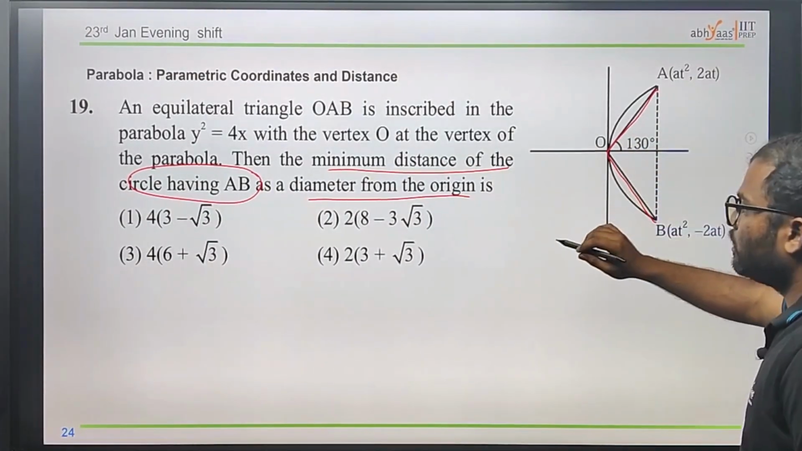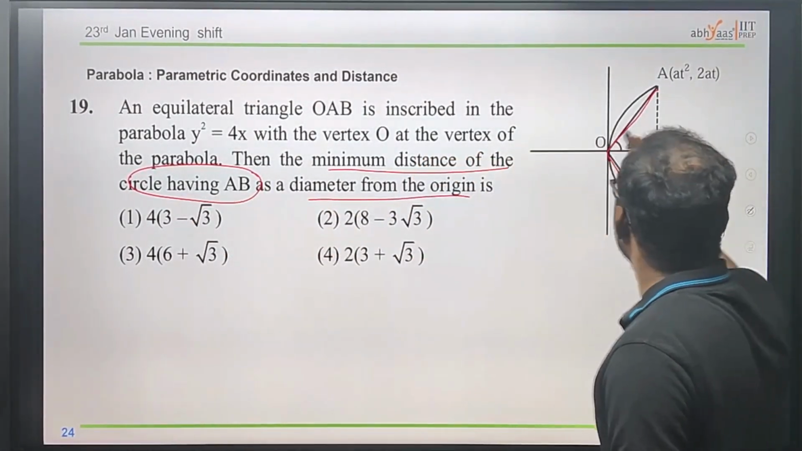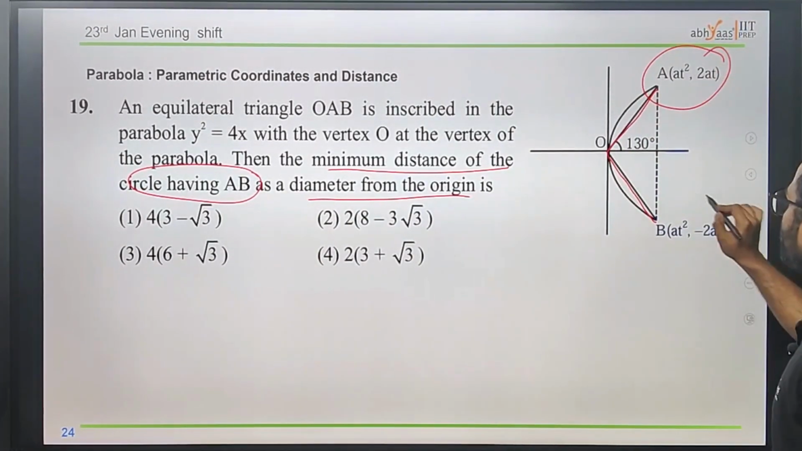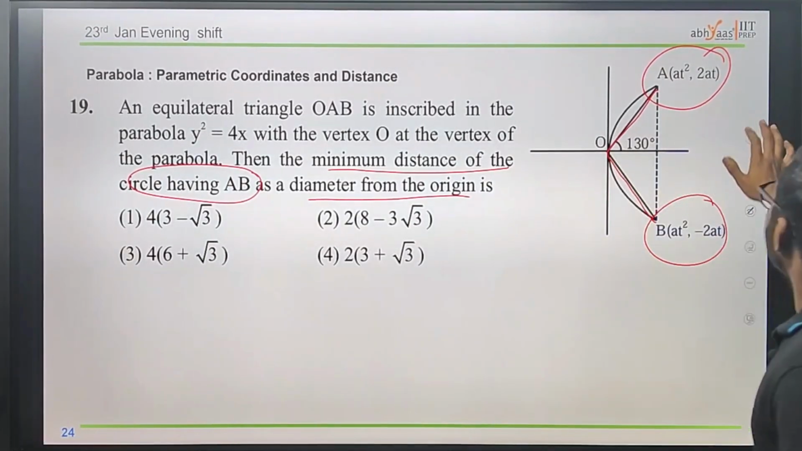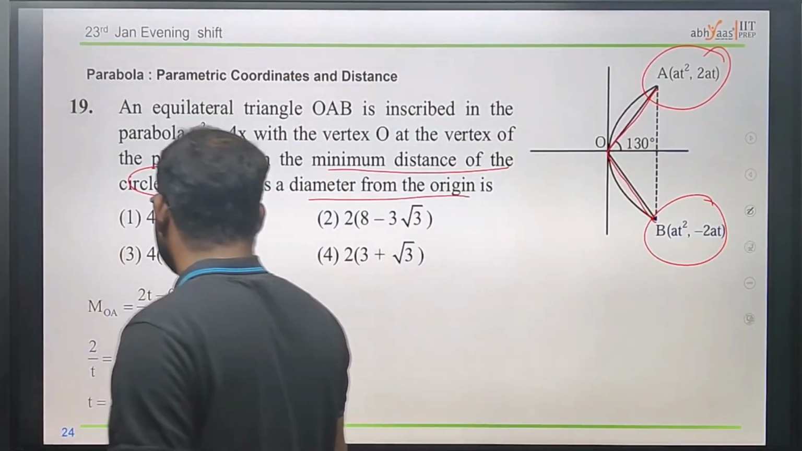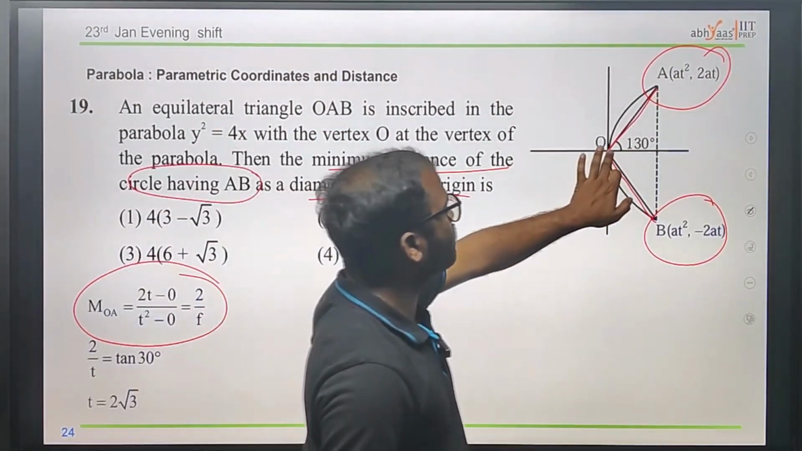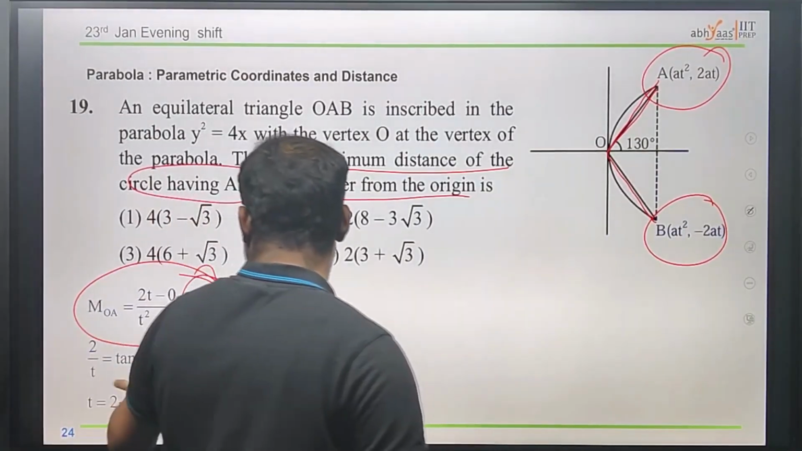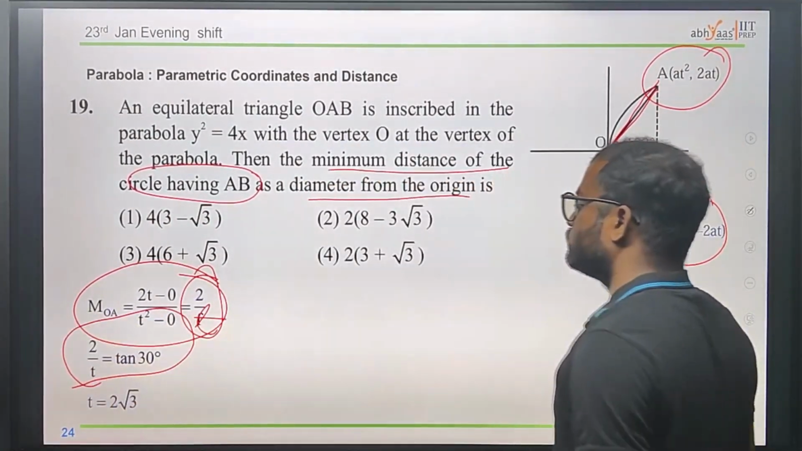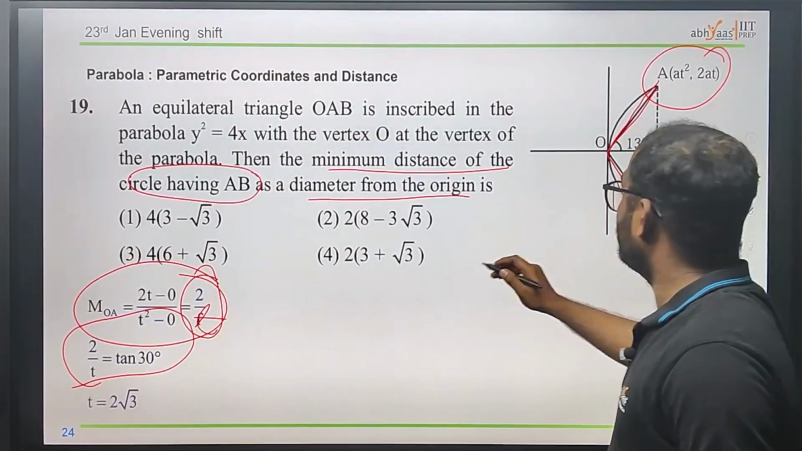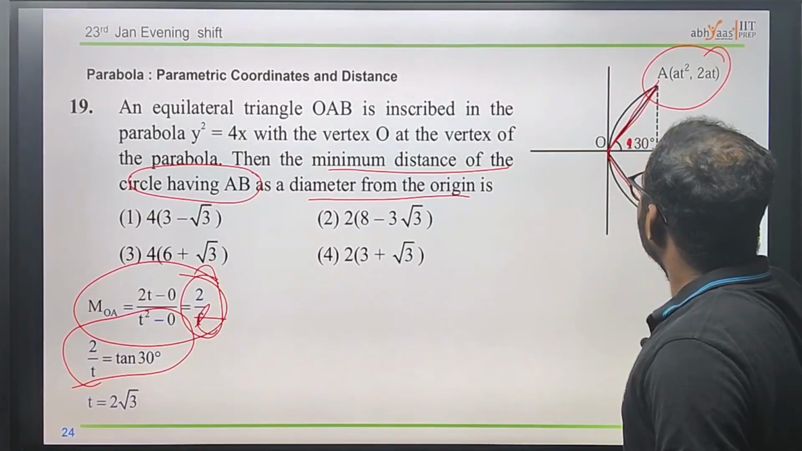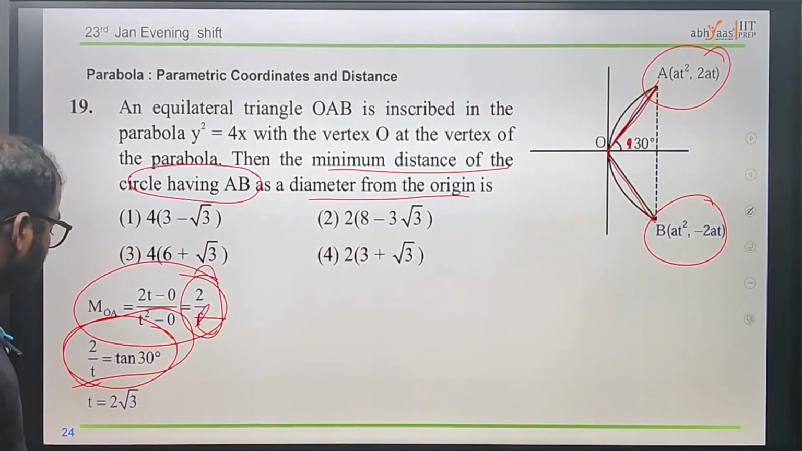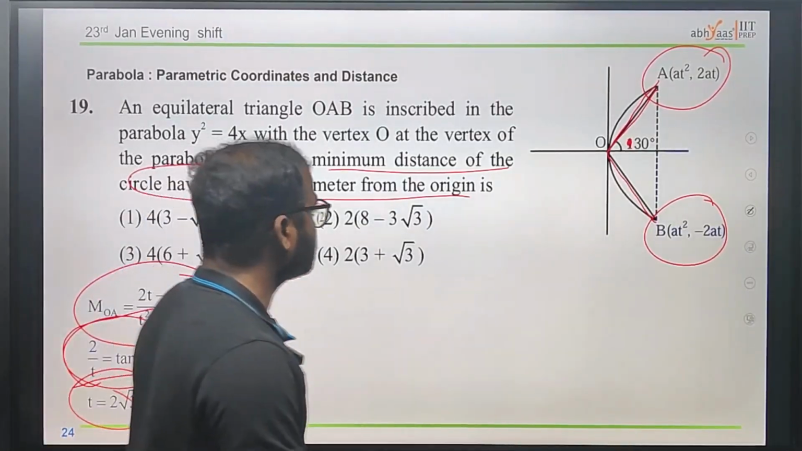Okay, now the minimum distance of the circle having AB as a diameter from the origin. Just using the parametric equations, we can easily solve this one, by using the slope of OA, which gives 2 by t. Slope is equal to tan theta, and here we have 30 degrees. So 2 by t is equal to tan 30 degrees. Now t will be equal to 2 root 3. Okay, that's how we got the t value.